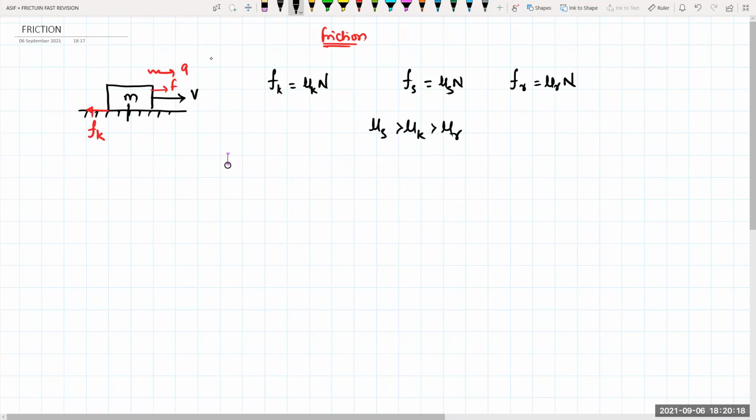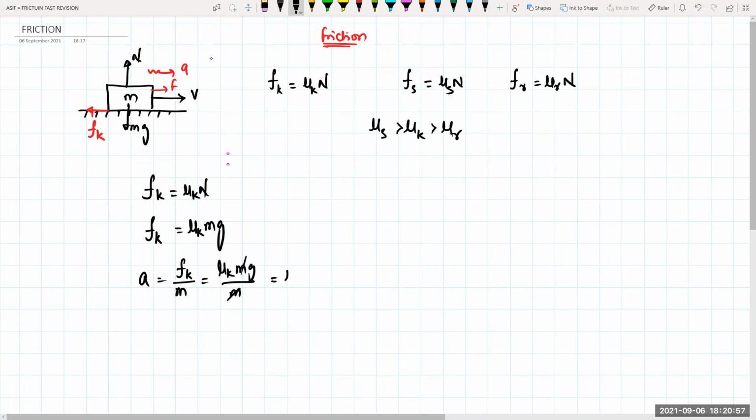So what is the normal on this one, beta? Weight of the body is mg in the downward direction. Normal reaction N will be in the upward direction. Now tell me, if the body is moving in this direction, frictional force will be equal to how much? Fk for this given diagram is mu k into N. N will be equal to m into g. So this will be equal to Fk. The body will have an acceleration, which is equal to force divided by mass m, that is mu k into mg divided by m. The m gets cancelled, so this becomes mu k g.